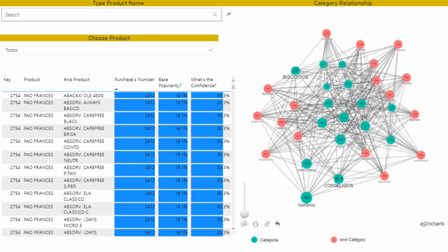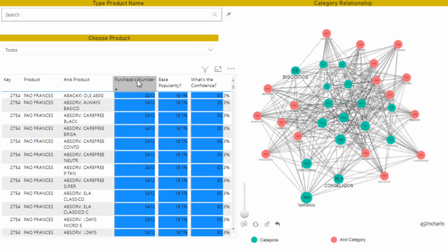And I am here to show you the final result of the data analysis that I am building. The objective of this data analysis is to show the relationship between products and the product category. Here we have the category relationships between products that were bought together. And here we have the product and the product that was bought together.